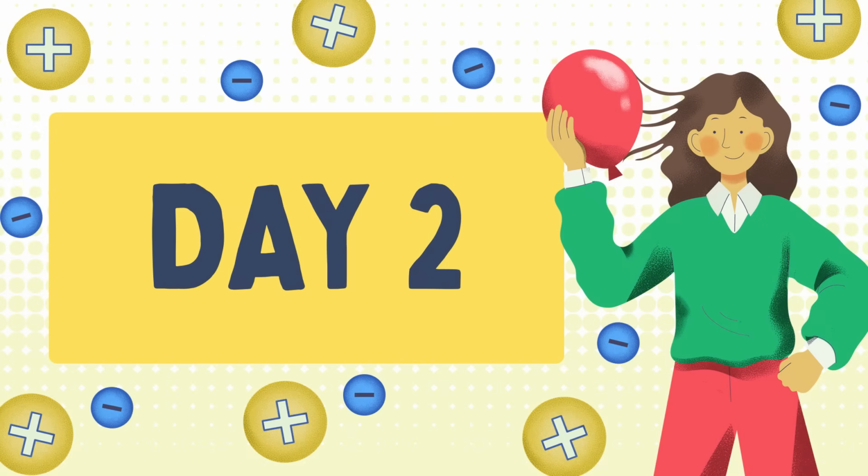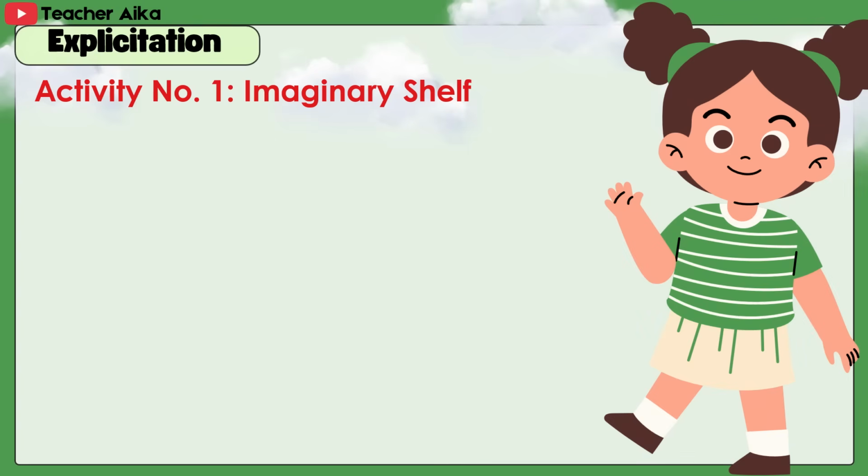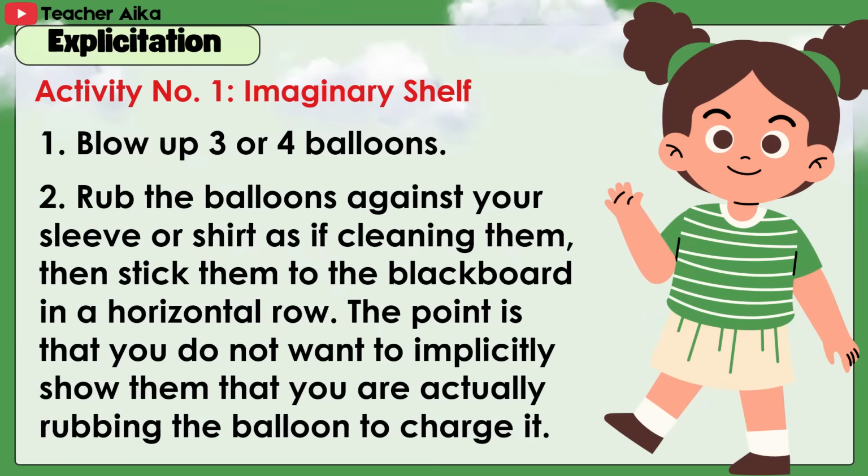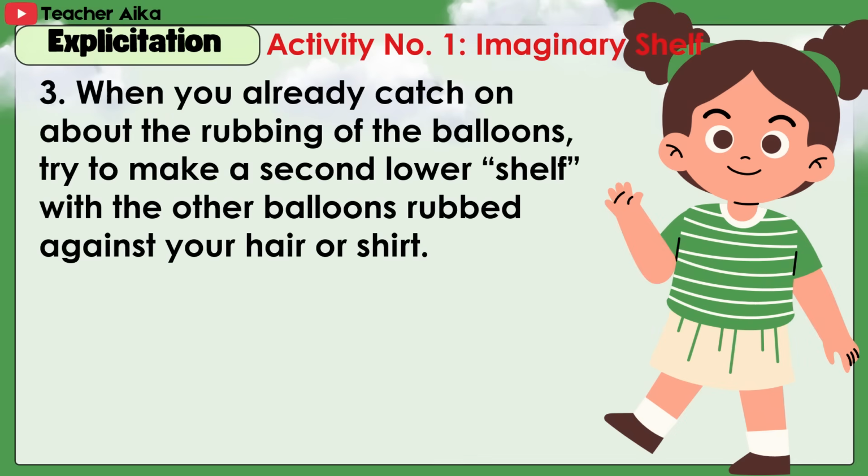Day 2. Activity number 1, imaginary shelf. 1. Blow up 3 or 4 balloons. 2. Rub the balloons against your sleeve or shirt as if cleaning them. Then stick them to the blackboard in a horizontal row. The point is that you do not want to implicitly show them that you are actually rubbing the balloon to charge it. 3. When they already catch on about the rubbing of the balloons, try to make a second lower shelf with the other balloons rubbed against your hair or shirt.